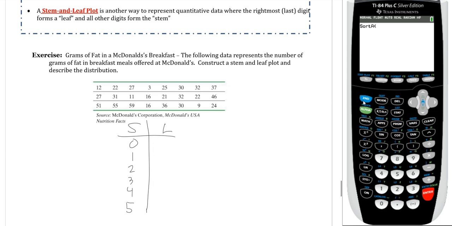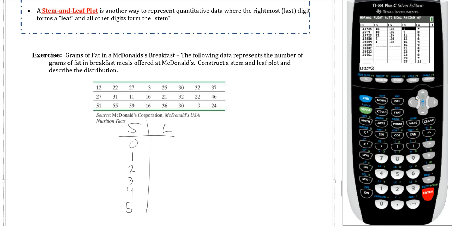Well, I want it to sort list 5, so I'm going to do second 5, and the parentheses, and I'm going to hit enter, and it should just simply say done. It should take less than a second to do. It's a very easy operation for the calculator to do. Now, if I go into stat and edit to view my lists, I should now see that list 5 is in ascending order.